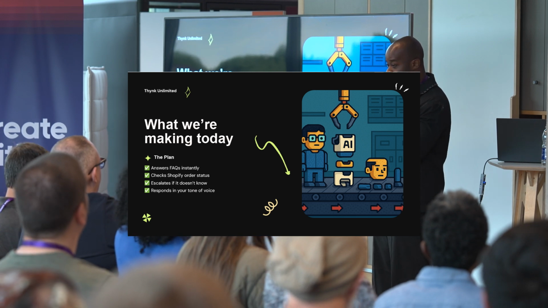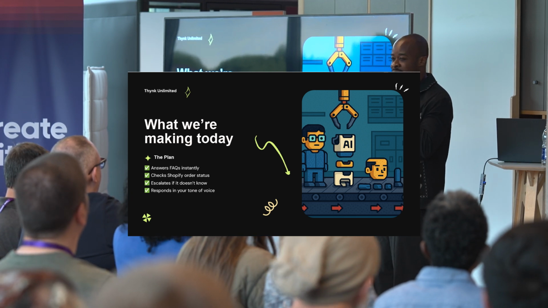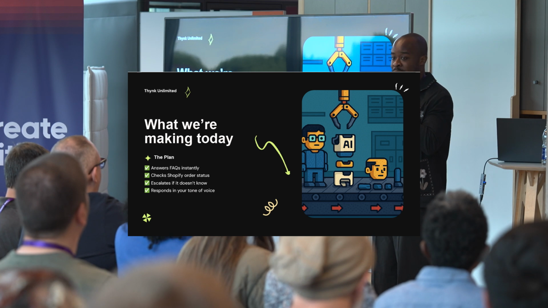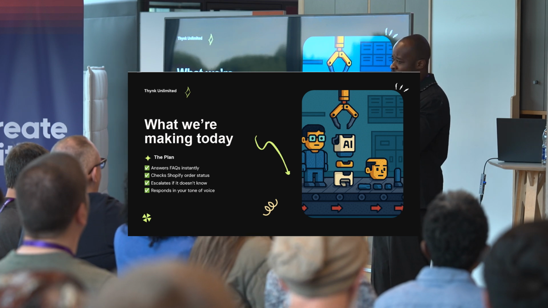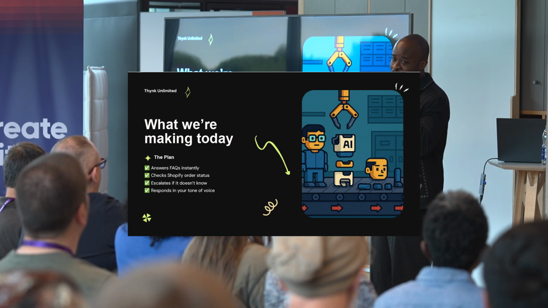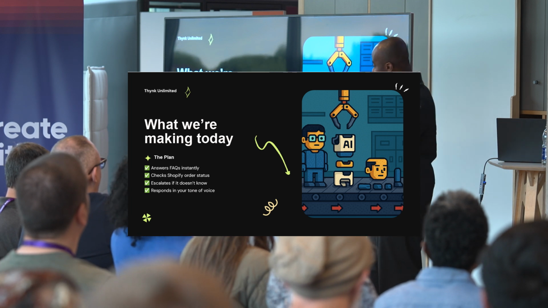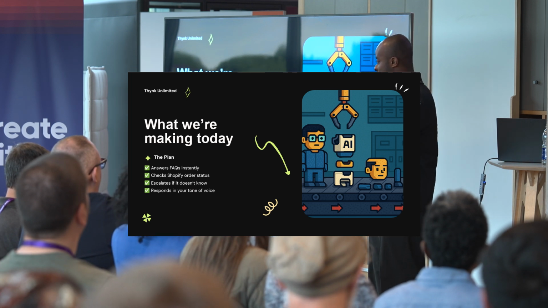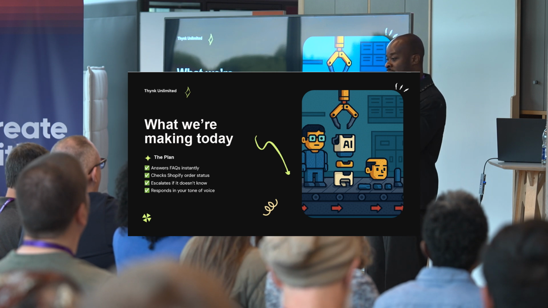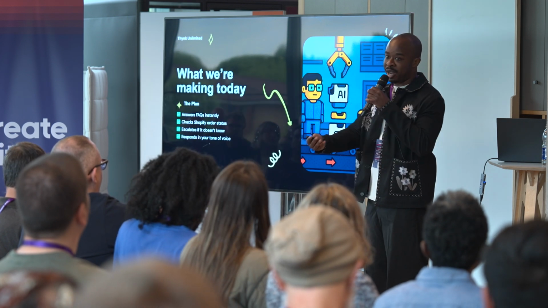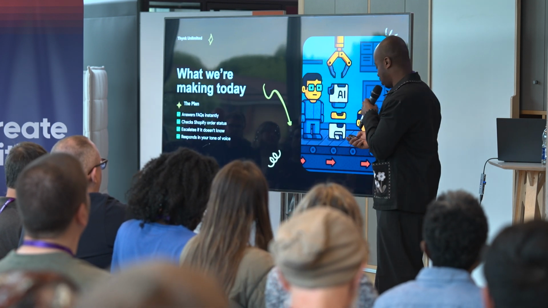A very important one is it can escalate questions it's unsure of to the owner, just so it doesn't make up anything. Like I'm sure if you use ChatGPT, you know it can hallucinate a little bit. And then lastly, we'll also allow it to respond in your tone of voice. So this is important if you have a brand voice that you kind of want to upkeep as well.